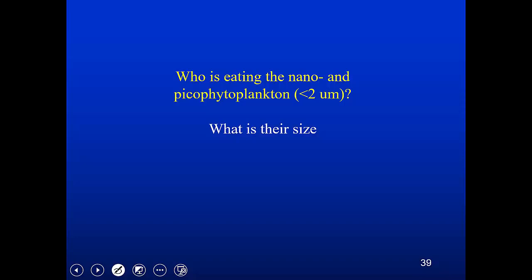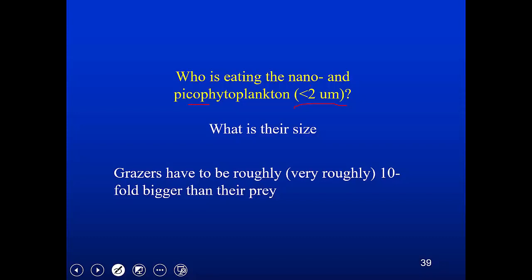And you should be able to predict their size, because just by the names, you should be able to figure out their size. Their size is less than 2 microns in the case of the picophytoplankton. And that implies that the grazers have to be on the order of 20 microns in size or so. Now, that's a little bit of exaggeration. Some of these grazers can be as small as 3 to 10 microns in size. But the point is, they're small also. So the question is, what are those organisms?